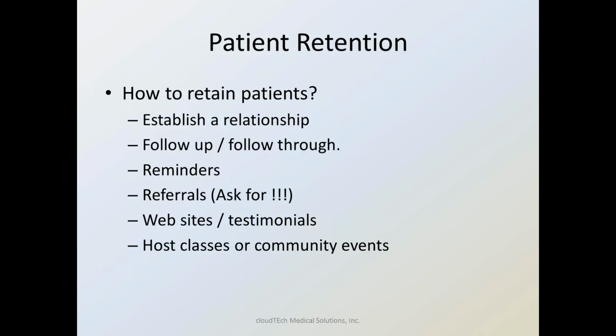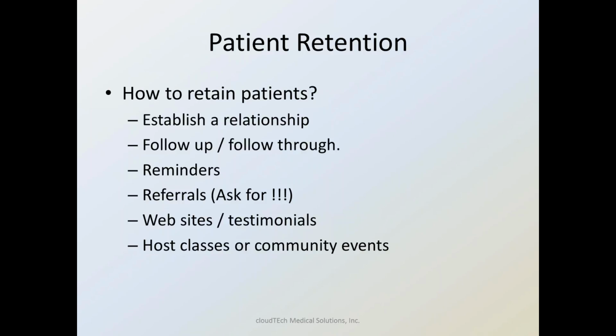You want to establish a relationship with them because it's much cheaper to keep that patient and have them coming back than it is to go out and get new patients. So establishing that relationship, having the follow-up and the follow-through is also critical. Sending out reminders to them. Some of the systems today that you can utilize can help you provide reminders.